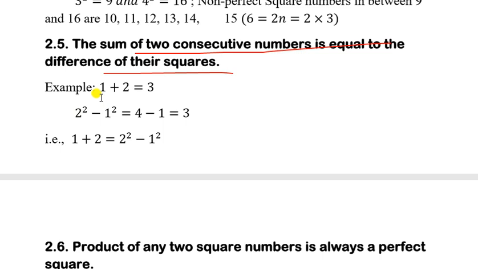So here the consecutive numbers 1 and 2, their sum is 3, and it is written the difference of their squares. The difference of their squares means 2 square minus 1 square. 2 square is 4 and 1 square is 1, so 4 minus 1 is 3. That's why it is written the sum of two consecutive numbers is equal to the difference of their squares.